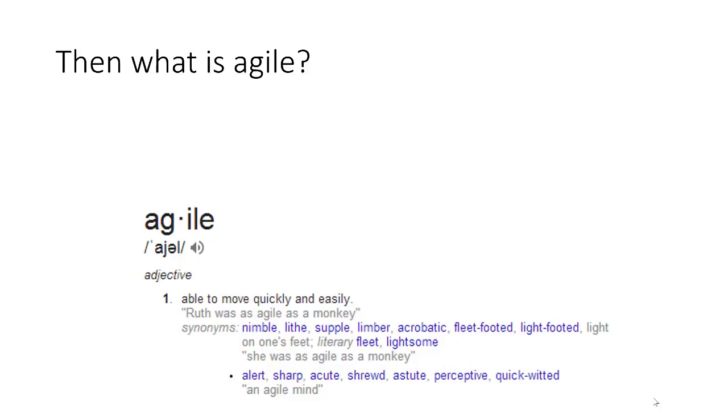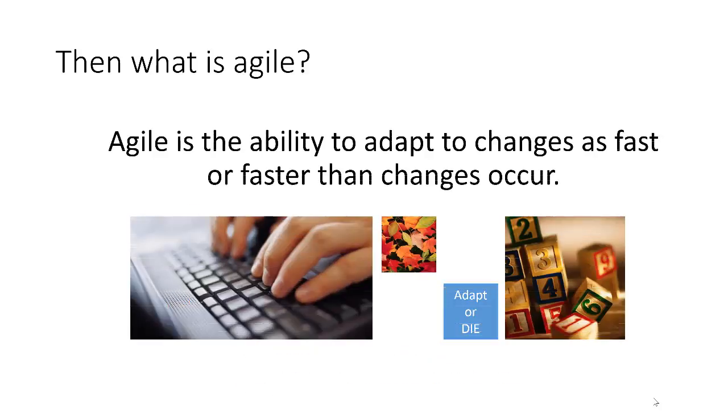Agile. What does it mean? Here's a definition that I grabbed off of, I think it was, Merriam-Webster's website. Agile is an adjective that says the ability to move quickly and easily. Ruth was as agile as a monkey. So it's the ability to adapt quickly, to jump and move and quickly get around, right?